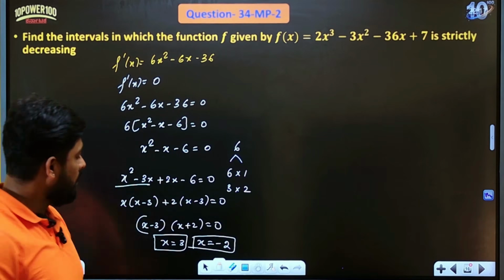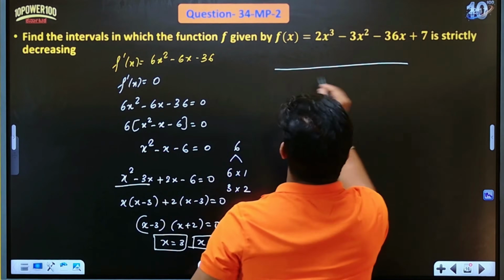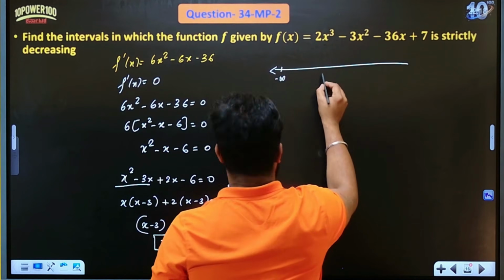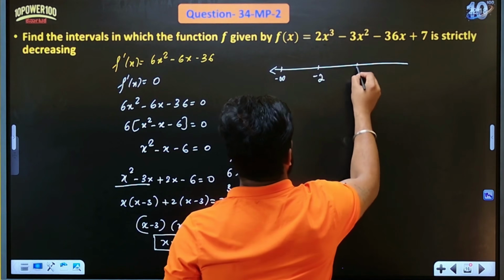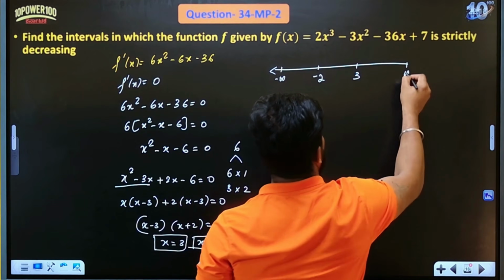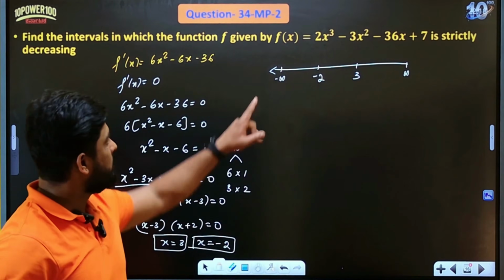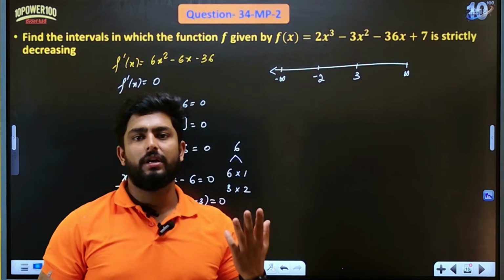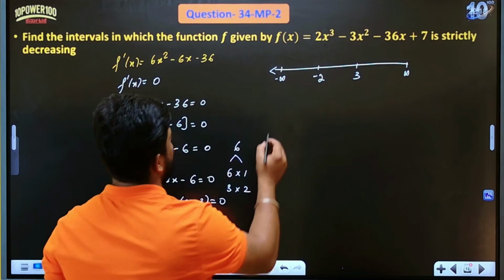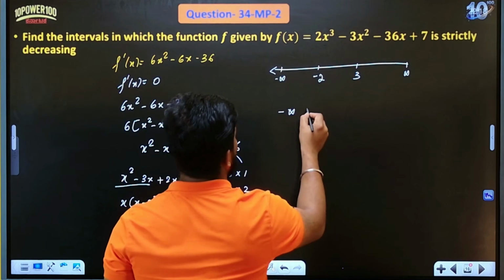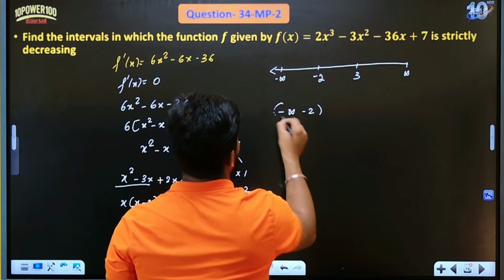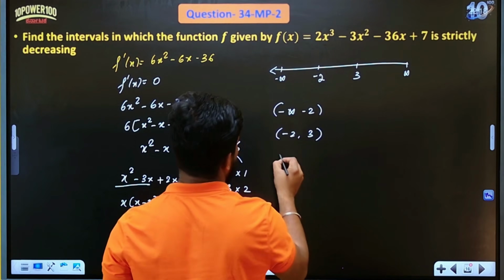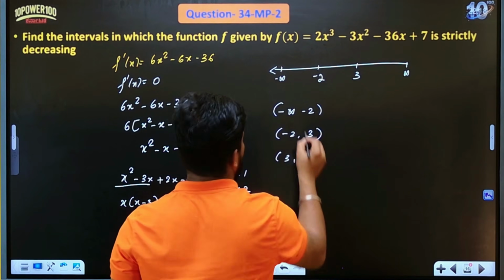After this, draw the number line. The number line goes from minus infinity, then minus 2 first, then 3, and then infinity. Okay, how many intervals did we get? 1, 2, 3 intervals. So if we get 2 critical points, we get 3 intervals. So the first interval is minus infinity to minus 2, then minus 2 to 3, and then 3 to infinity.